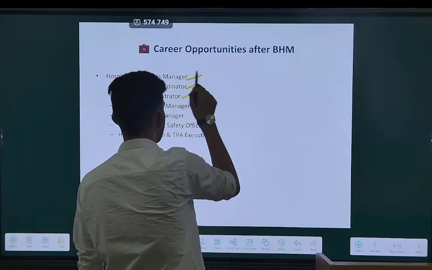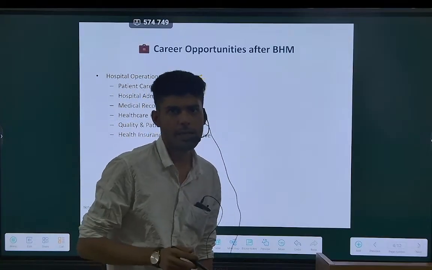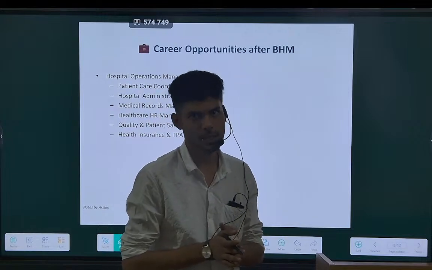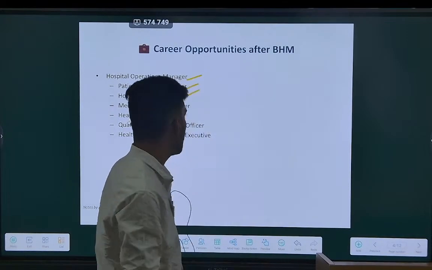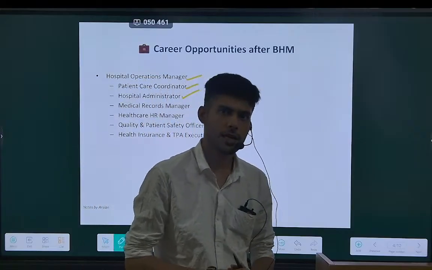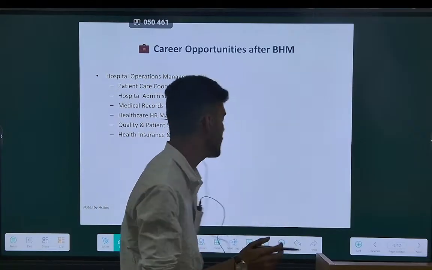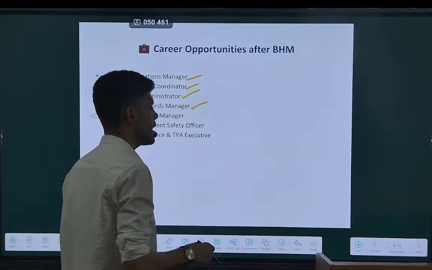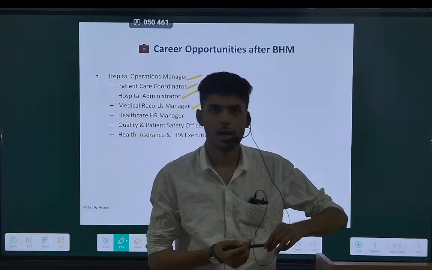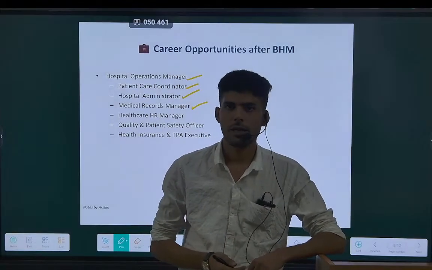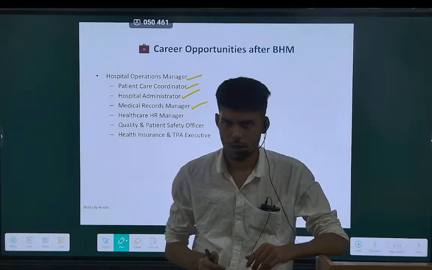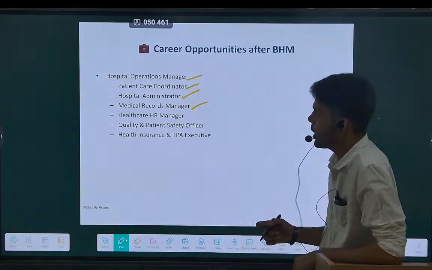Then you can also work as a hospital administrator. In the administrator, the whole operation system which works comes under administrator, such as billing, transfer of patients and everything which is administrator work. There is a medical record manager. In a hospital, in a day, there are hundreds of patients who are going to come. So you need to have a record for everyone.